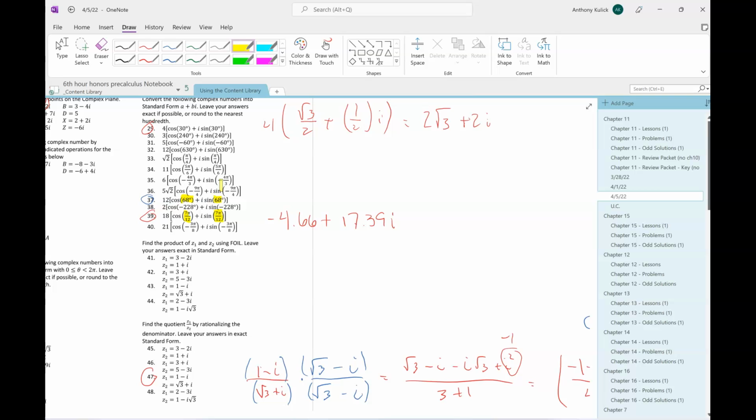Does that feel okay? Yeah, I was just confused for a second. Yeah, I mean, if you multiply it, you're just getting an a plus bi, so the a is the part without the i on it, the b is the part with the i on it. You know what I mean? Yeah, okay. Thank you. Sure.